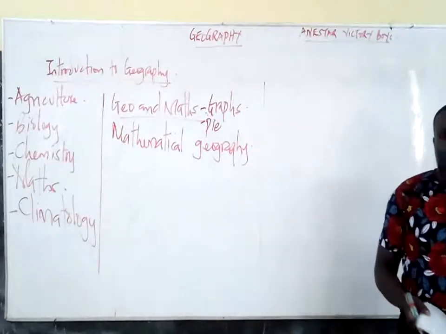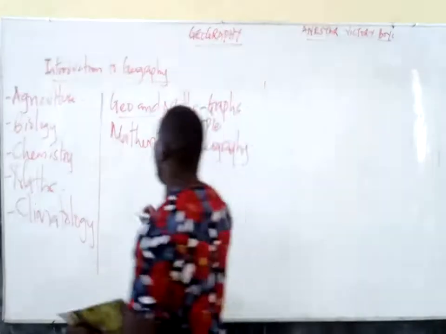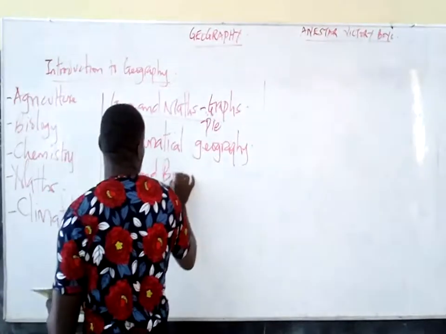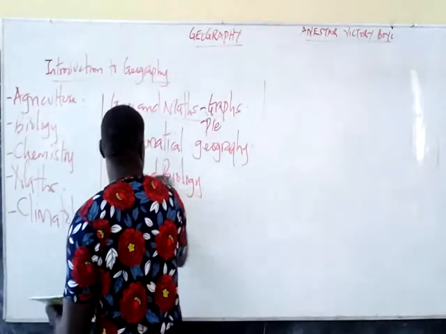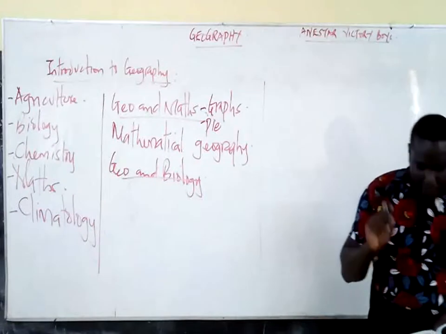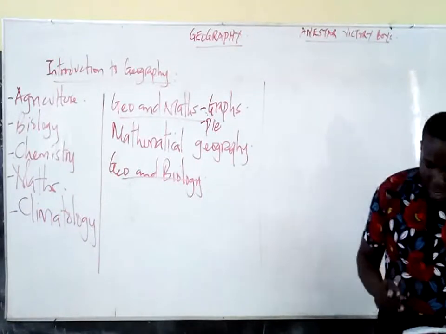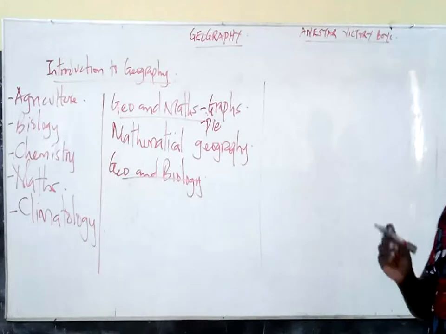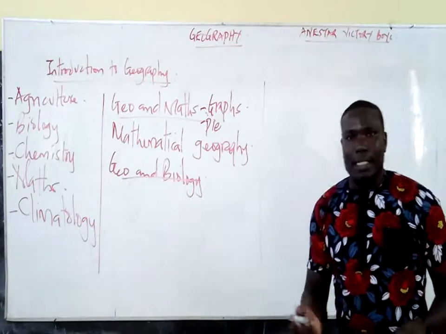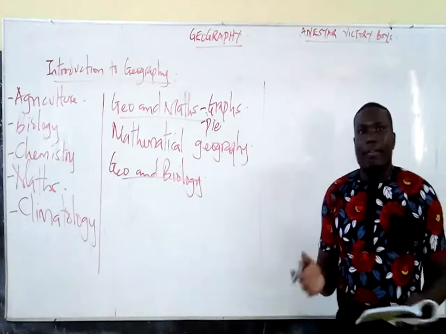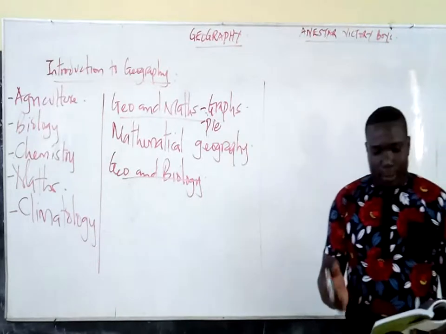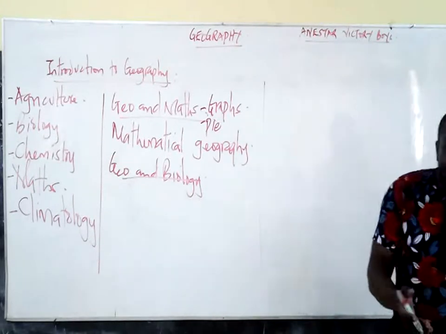Apart from geography and maths, we also have geography and biology. How do geography and biology relate? Geography is interested in the formation and distribution of the organisms. When you talk of the organisms, you're talking of the living organisms, the plants and animals, the factors that influence the distribution and influence the behavior of these biological organisms on human activities.